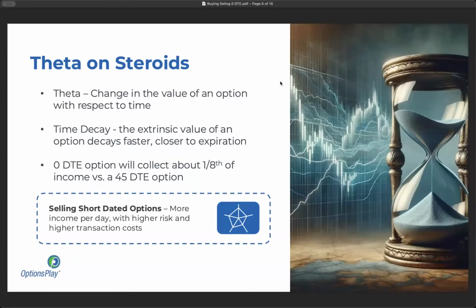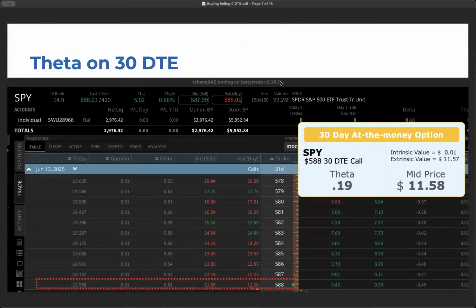Generally speaking, a 0 days to expiration option will only collect about 1/8 of the income versus a 45 days to expiration option. And we'll take a look at what that means, and specifically when you're selling shorter dated options, how come you get more income per day with higher risk and higher transaction costs? Okay, so let's take a look at an example of this.